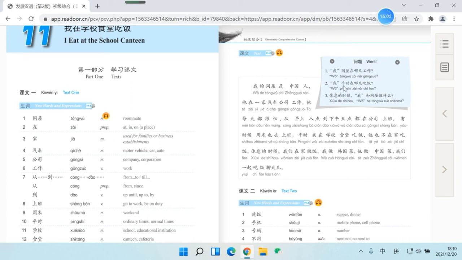Okay, the second one. 我平时在哪儿吃饭? So in ordinary times, where do I have meal? Right? And the answer? Right. 平时我在学校食堂吃饭. So usually I eat at the school dining hall, right? Okay, let's come to the last question. 休息的时候，我和同屋做什么？ So when we have a rest time, what do I and my roommate do? Okay, so how to answer, please? Correct. 休息的时候我们在家做饭 right? So when we have a rest time, we cook at home. Okay, so that's text one, and that's all for today. We'll continue on Thursday.